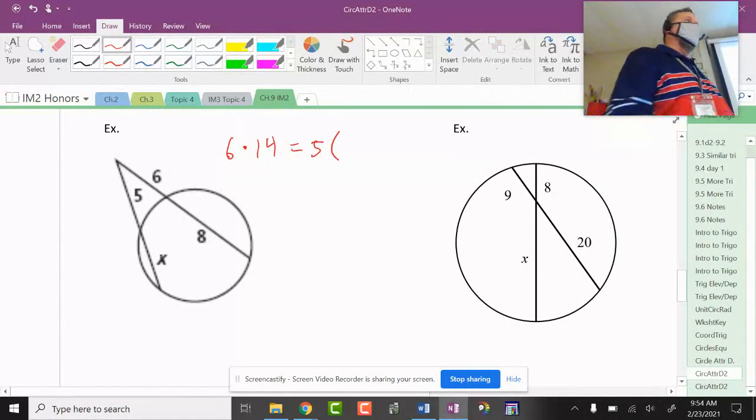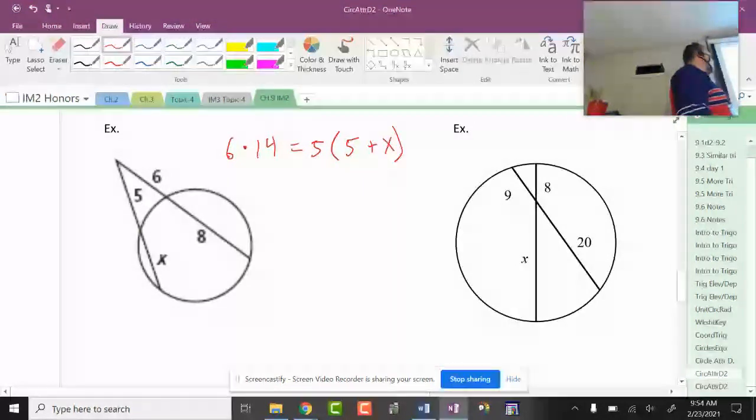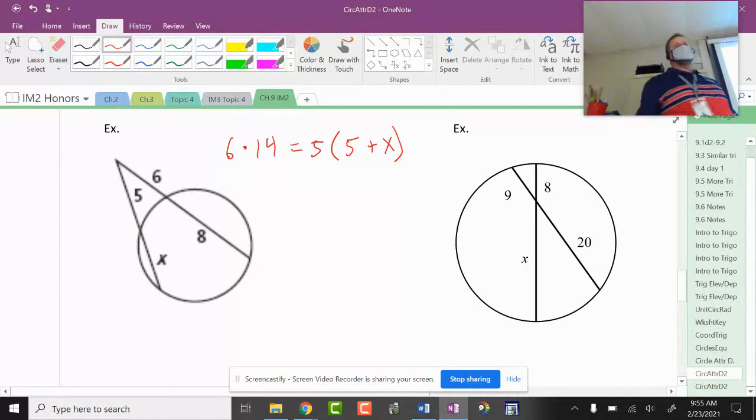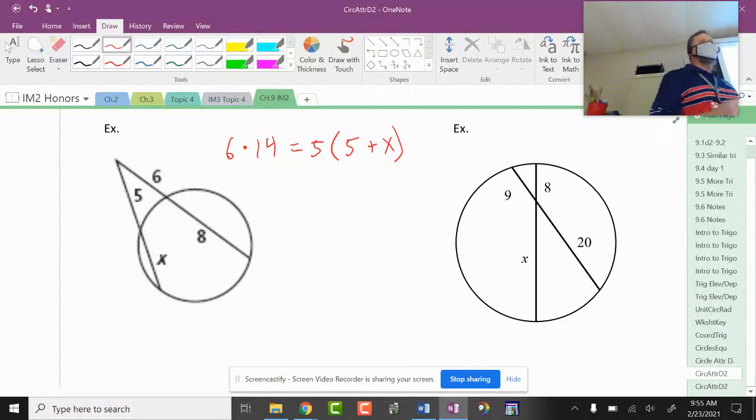What's the whole? Is it 5x or is it 5 plus x? I heard half and half. That's hilarious. It's actually 5 plus whatever x is. I heard some people say 5x. And then you just have to solve. So it ain't no thing. It's actually easy stuff. You just got to remember it.